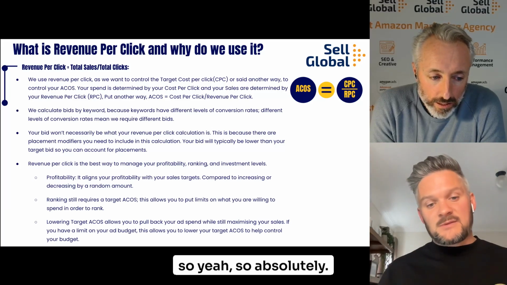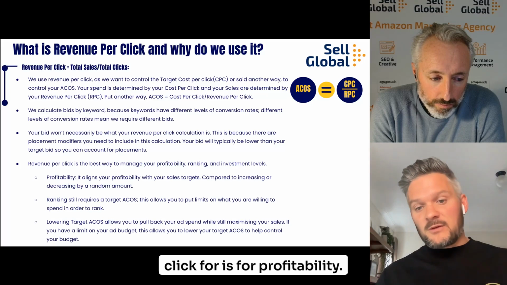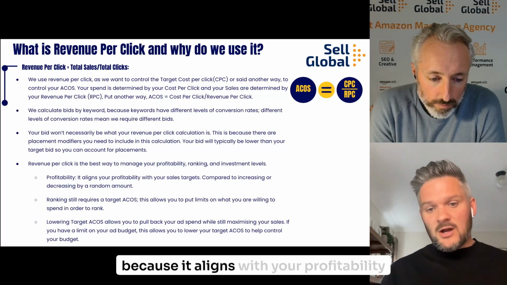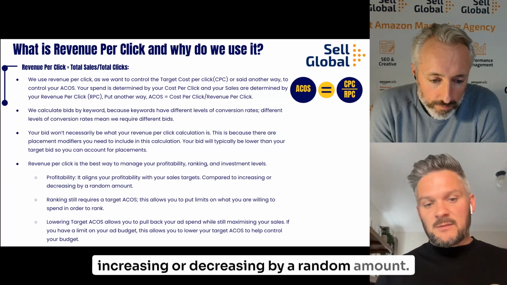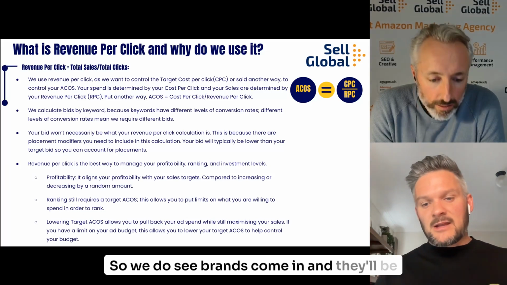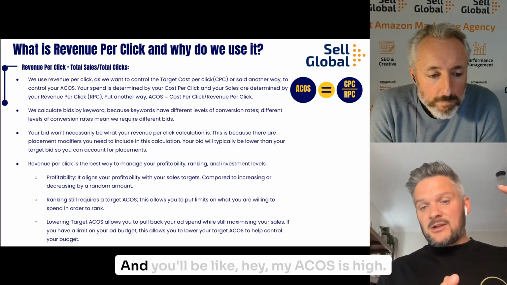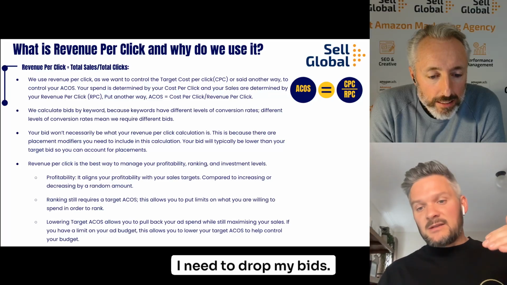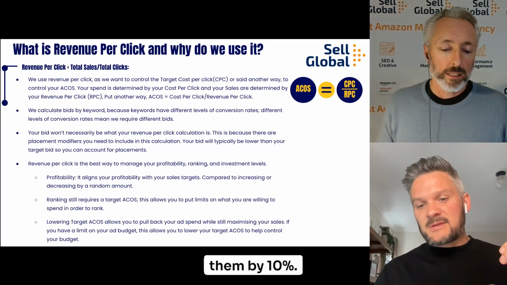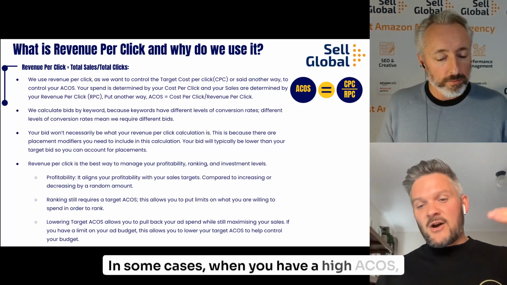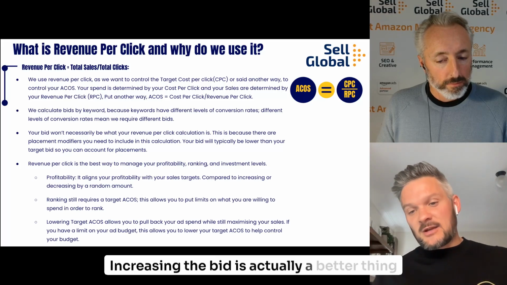So absolutely. The three key areas that we use revenue per click for, first is profitability, like I've mentioned, because it aligns your bids with your profitability and sales targets compared to just increasing or decreasing by a random amount. We do see brands come in and look at their search term report and say, hey, my ACOS is high, I need to drop my bids. And then the next question becomes, well, how much do I drop my bids by? And most people will say, oh, I'll just drop them by 10%. In some cases, when you have a high ACOS, actually dropping the bid is not the right thing to do. Increasing the bid is actually a better thing to do.